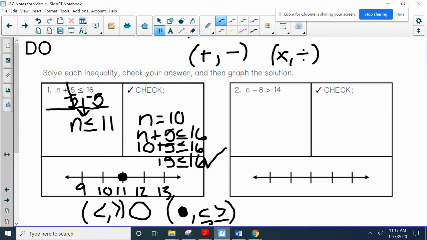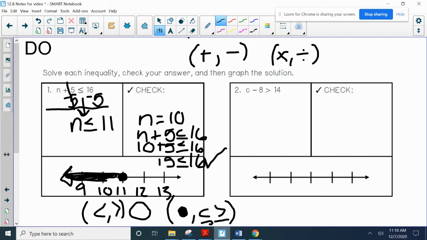Are the numbers to the right less than 11? Is 12 less than 11? No, so my test point didn't work. Is 10? Did we check 10? We already checked 10. Is 10 less than 11? Yes. So we're going to go ahead and shade that direction.